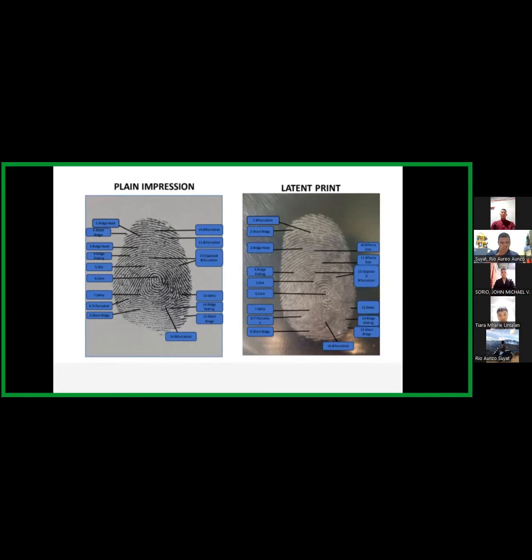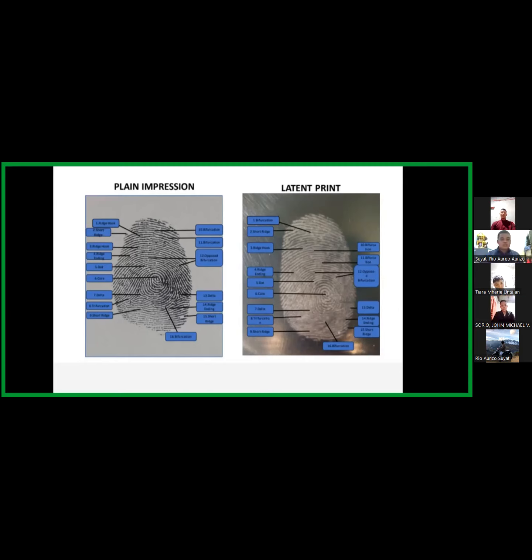If you can see in the presentation, there are 16 similarities in fingerprints. Number one is core. Core is a point on a ridge located at the center or heart of a pattern. The next is delta. The delta is the point on a ridge at or in front of and nearest the center of the divergence of the type lines.